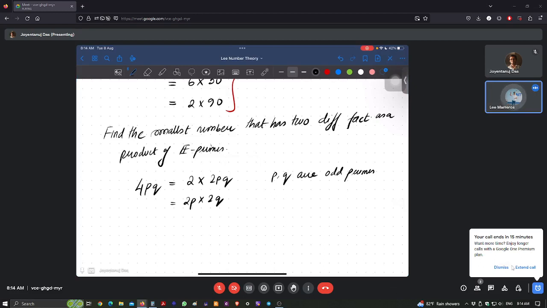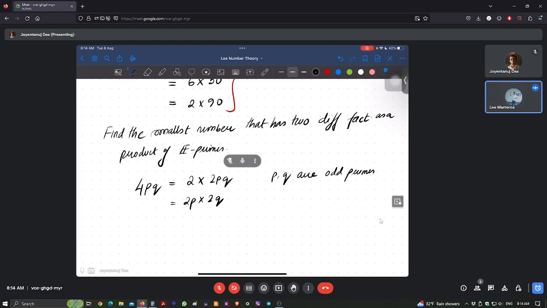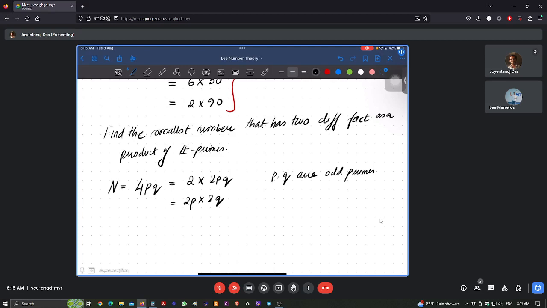E prime numbers are those which, when divided by 2, are odd. So P and Q are odd numbers. No, not odd numbers, odd primes. So if I construct a number n of the form 4 times P times Q, then it will have only these two factorizations. Other factorizations are not possible, right?